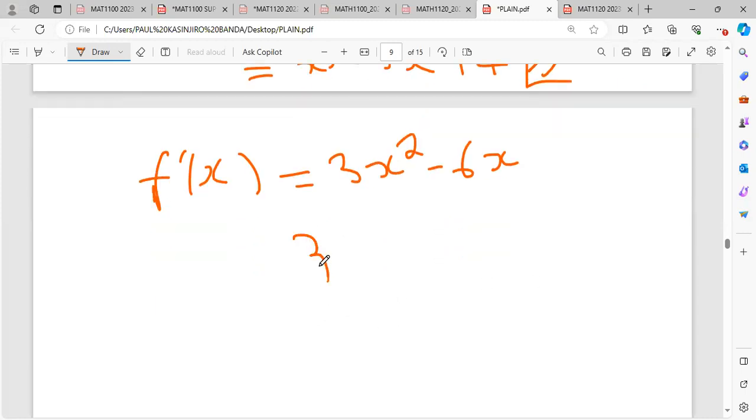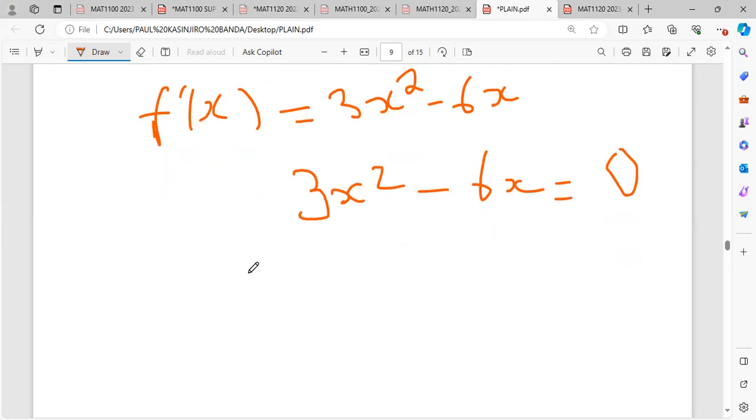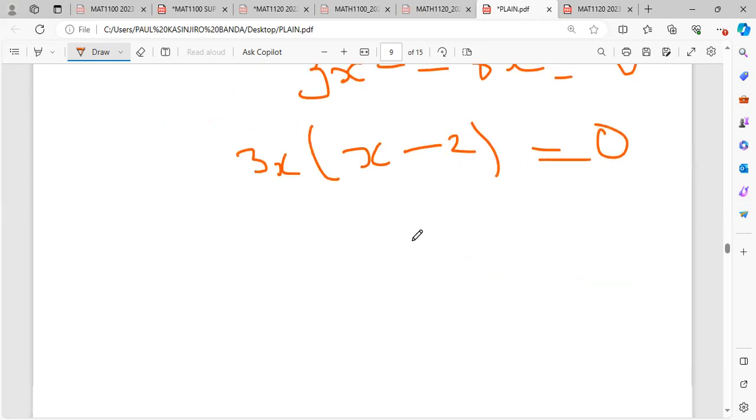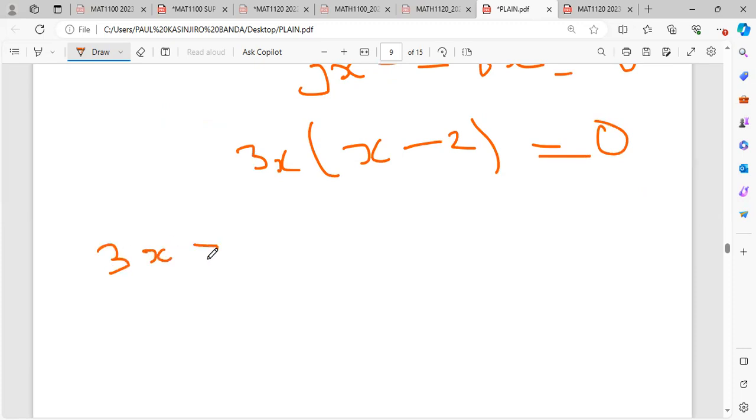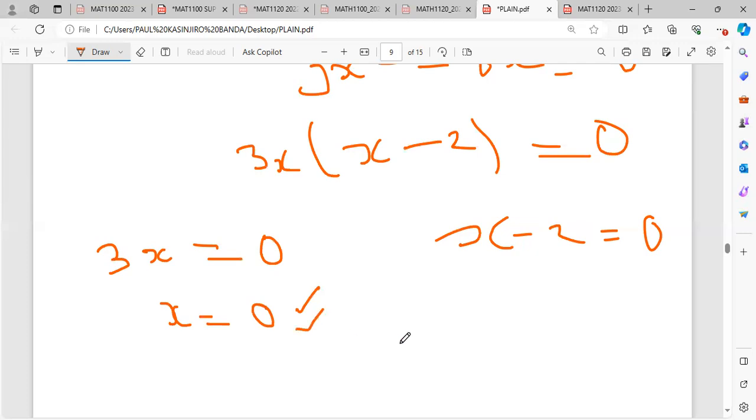Then how do we find the critical points? We equate this derivative to 0. Then here we can factorize 3x because it's common there. So here I'll just remain with x, and there I'll remain with x minus 2. This will be equal to 0. So my 3x is equal to 0, and on the other side, I have x minus 2 equal to 0. So here our x is just 0. This is our first critical point. And then x on the other side is equal to 2. This is our second critical point.